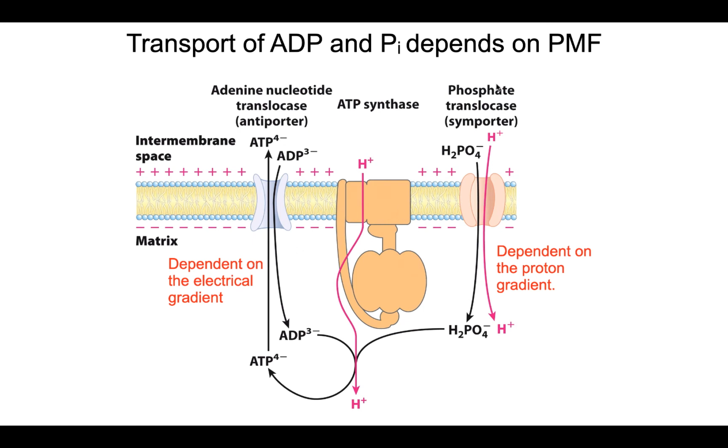Now, the phosphate translocase symporter is a way to pump phosphate groups into the matrix. And the way that works is it takes advantage of exactly the proton motive force. Protons move down their concentration gradient through this symporter, and they drag along with them phosphate groups, thus pumping phosphate groups into the matrix, and then they are able to be turned into ATP.